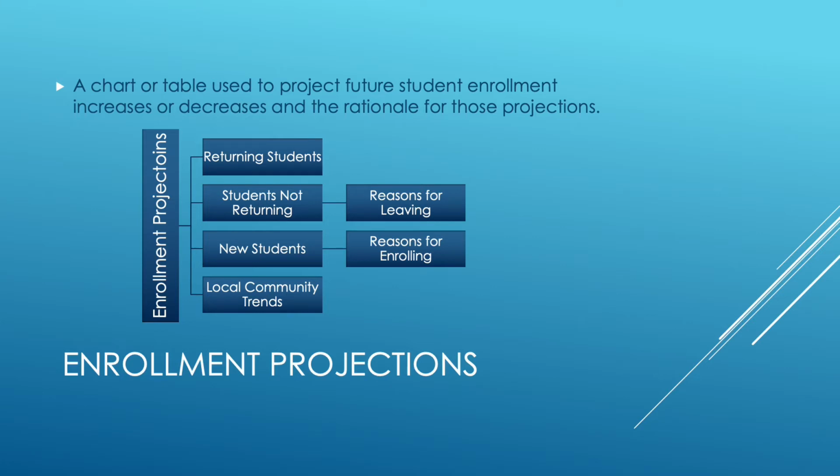And also, and this is a critical element, are there any local community trends? For instance, are there large corporations that are either coming into the area or that are leaving your area that might impact your enrollment and the students attending your school or their ability to afford your school?